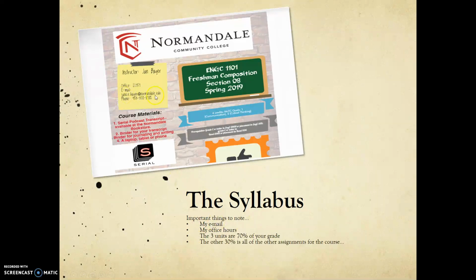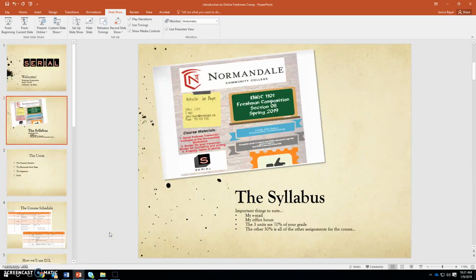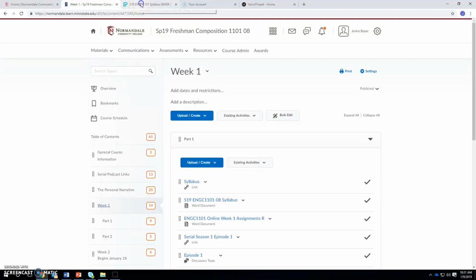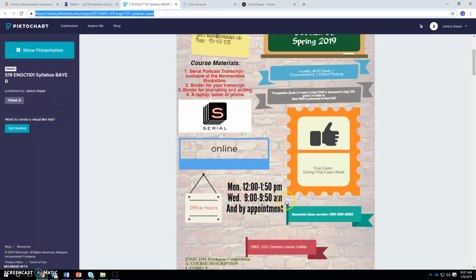So make sure that you see my email. It is listed at the top of the syllabus right here. Email me anytime. Also, my office hours are on the syllabus. I should have just kept that up so you could see it. Even though this is an online class, you can come in to see me. Monday from 12 to 2 and Wednesday from 9 to 9:50 in the morning. You can also make appointments with me.